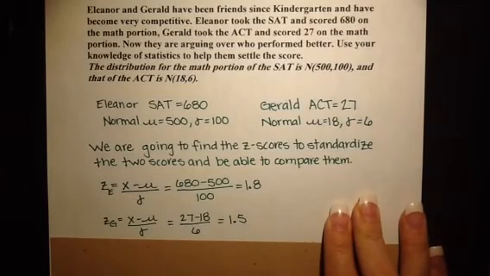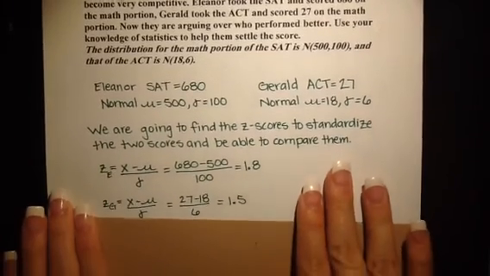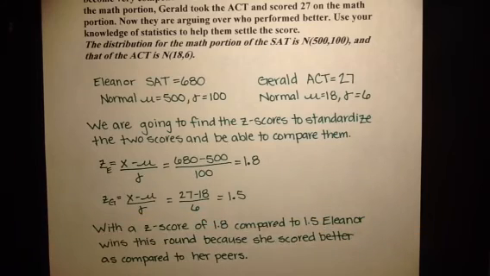And then from that, we can make our decision. Now, Eleanor has a higher z-score than Gerald. So in comparison to their peers, Eleanor has done better. And we write up our conclusion. With a z-score of 1.8 compared to 1.5, Eleanor wins this round because she scored better as compared to her peers. Again, being sure to show work and then clearly communicate your conclusion.